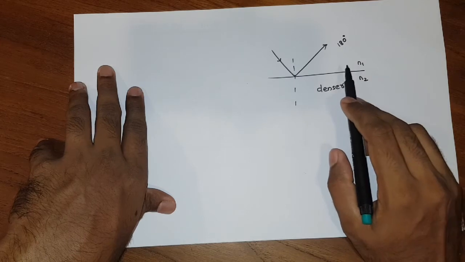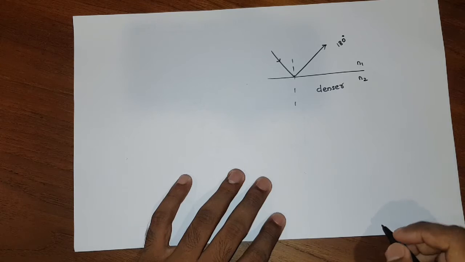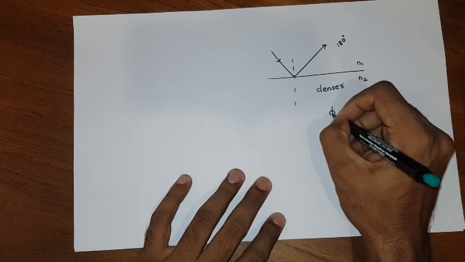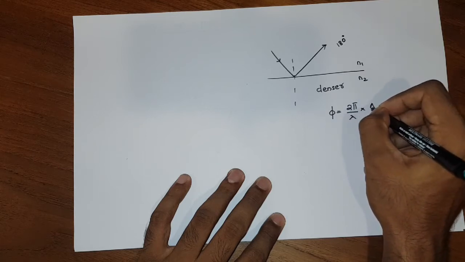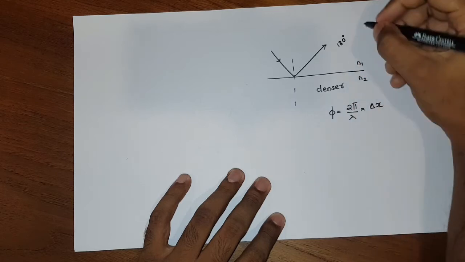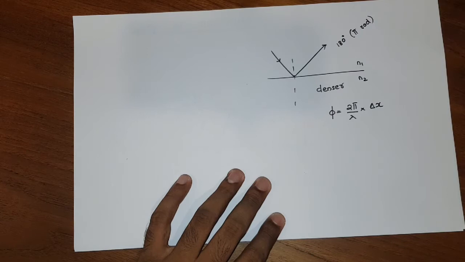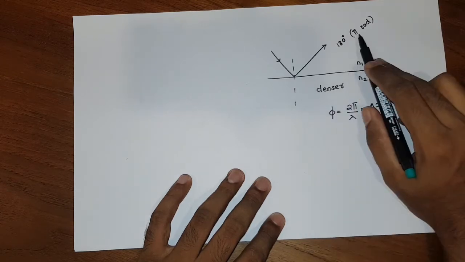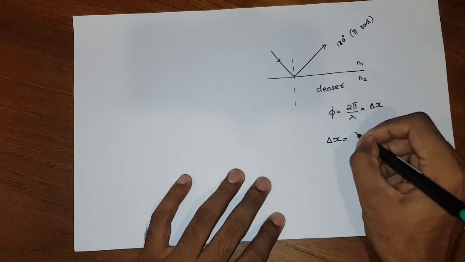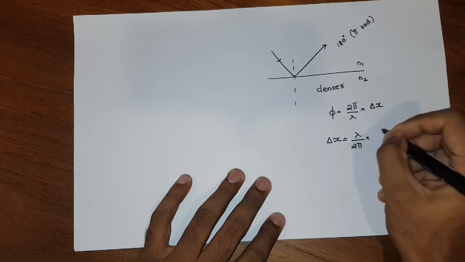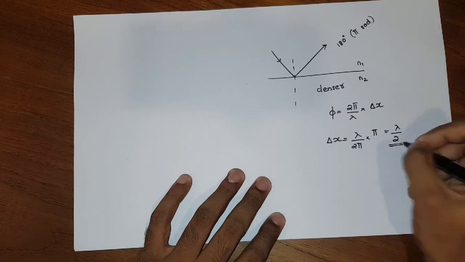So if there is a phase shift, there will obviously be a path difference also. And how much will be the path difference? We know the formula, that is phase difference equals 2 pi by lambda into path difference. So for a phase difference of 180 degrees, what is 180 degrees? 180 degrees is pi radian. So when there is a phase difference of pi radian, what will be the path difference? The path difference will be lambda by 2 pi into pi radian, and that is lambda by 2.